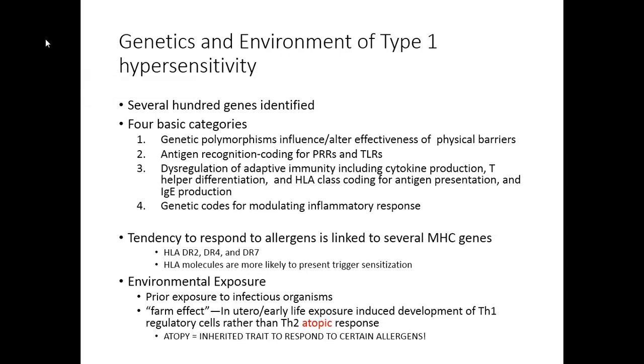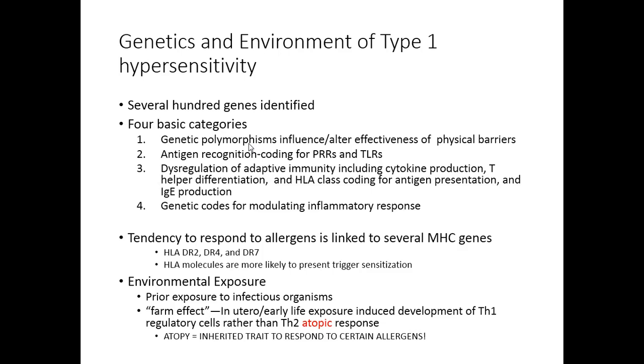So we're looking at the specifics of genetics and environment related to type 1 hypersensitivity. We're still on type 1. Yes, it's true, several hundred genes have been identified relative to type 1 hypersensitivity. There are 4 basic categories of the influence of the genes related to hypersensitivity. Number one are the genetic polymorphisms. Do you remember the definition for polymorphism? It's referring to genetic mutations found in at least 2% of the population.